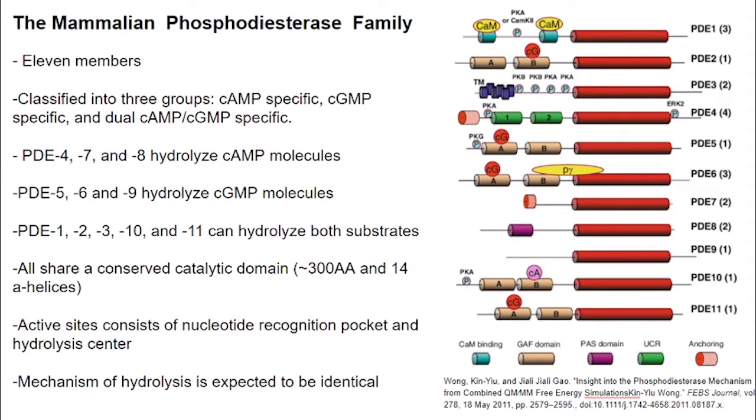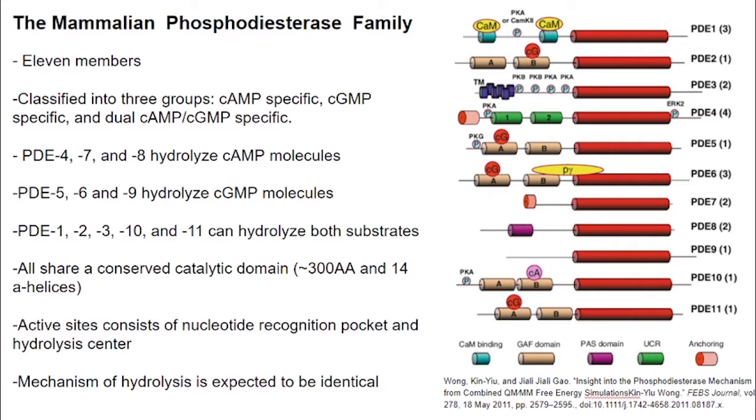So I had sort of a hard time finding really specific information about the catalytic mechanism of PDE-6. So I want to back out a little bit and talk about mammalian phosphodiesterases as a whole family of enzymes. We have 11 members that we know of in this family, and they're sorted into 3 groups. We have the cAMP specific group. That would include PDE-4, 7, and 8. We have the cGMP specific group, which is PDE-5, 6, and 9.